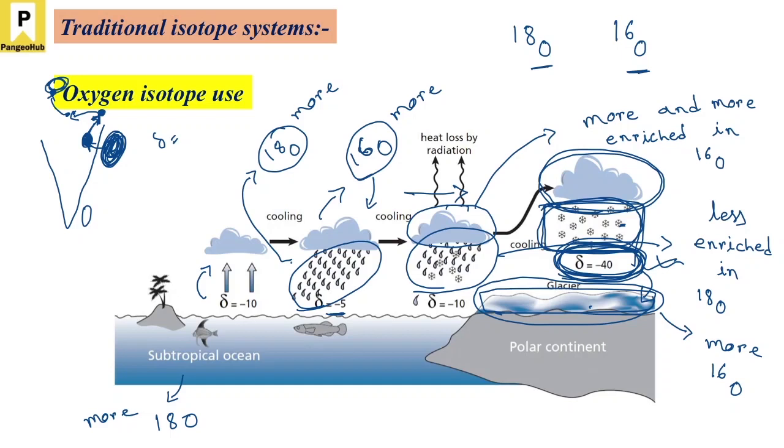Now let's discuss the glacial interglacial cycle. So in the glacial cycle, so much glaciation occurs. So much glaciation means so much evaporation will occur. So much 16O will be moving out of the ocean water, forming the glaciers.